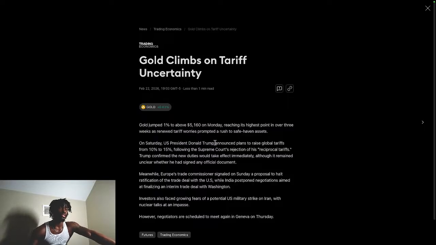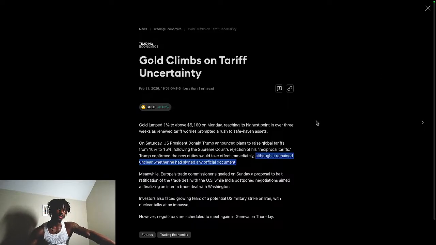President Trump announced plans, meaning he's planning to do it. He didn't do it yet. So if he plans to do it, that means it's not confirmed. To raise global tariffs from 10% to 15% following the Supreme Court's rejection of his reciprocal tariffs, Trump confirmed the new duties would take effect immediately, although it remained unclear whether he had signed any official document.